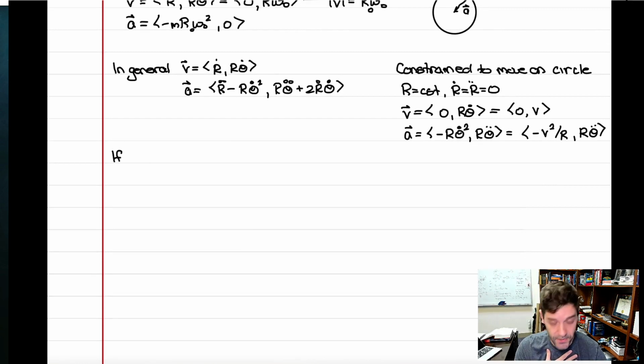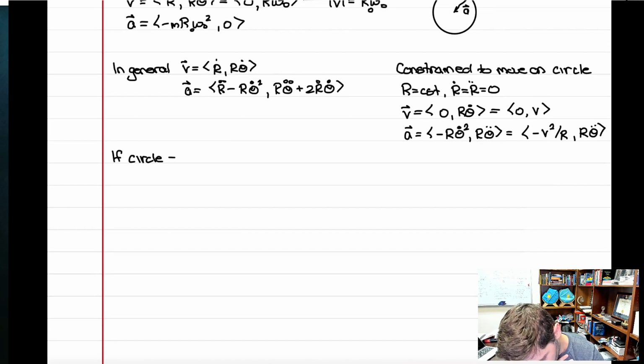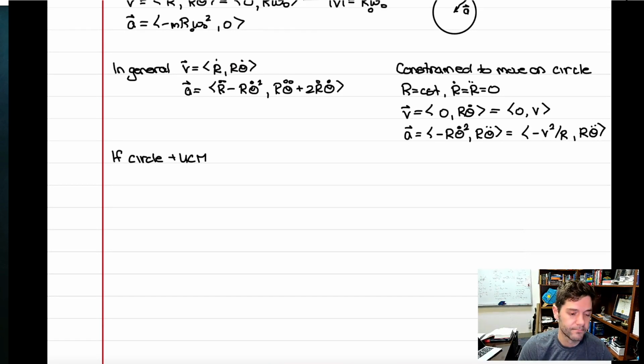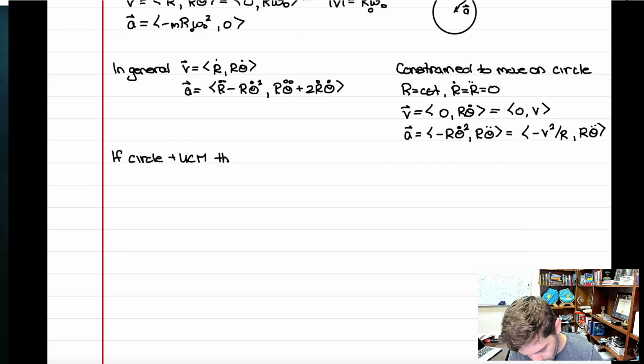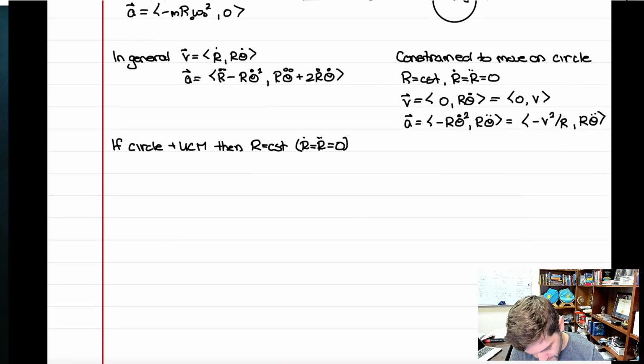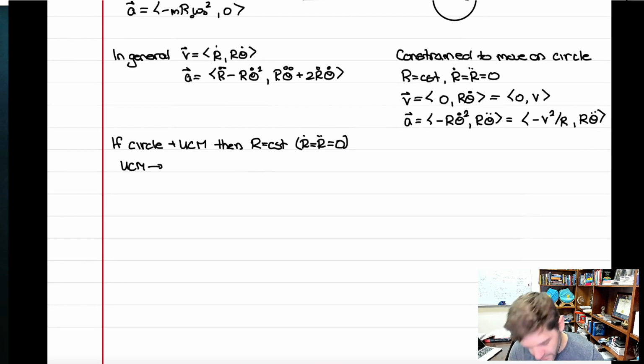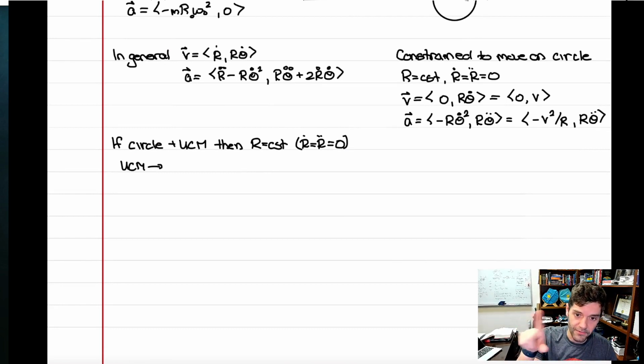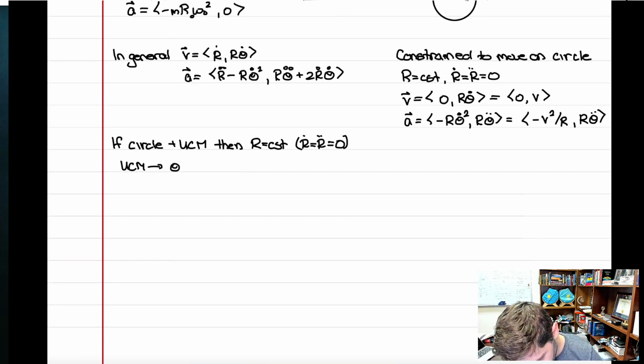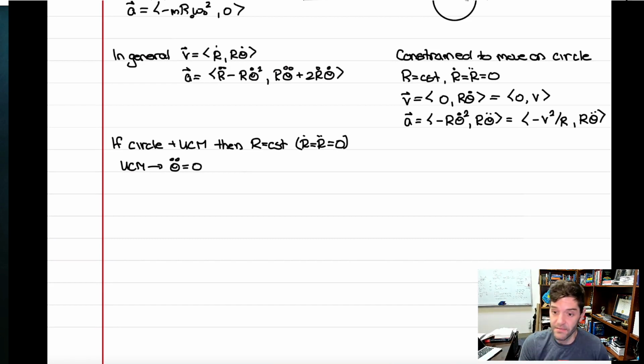If you're constrained to move on a circle, plus uniform circular motion, then r is a constant still. So r dot and r double dot are 0. But uniform circular motion implies what? That means you're going around the circle at a constant rate. There is an angular velocity, of course, because theta is changing if you follow my finger, but it's not speeding up or slowing down as it does that. So that suggests that theta double dot is 0 as a result.